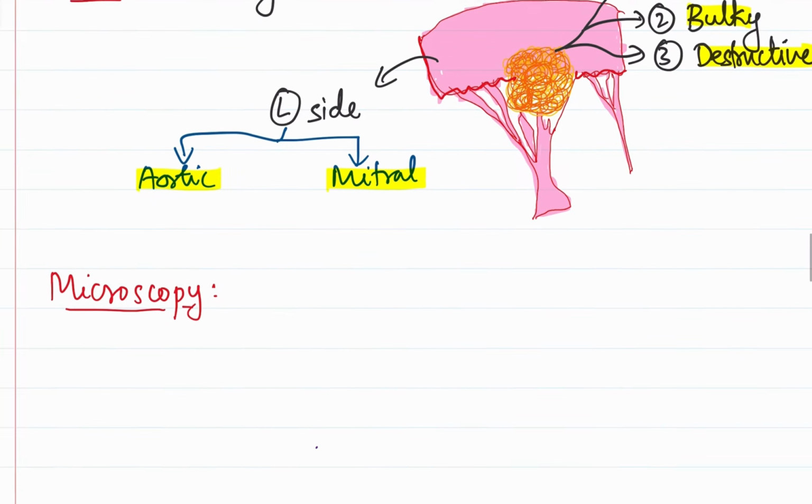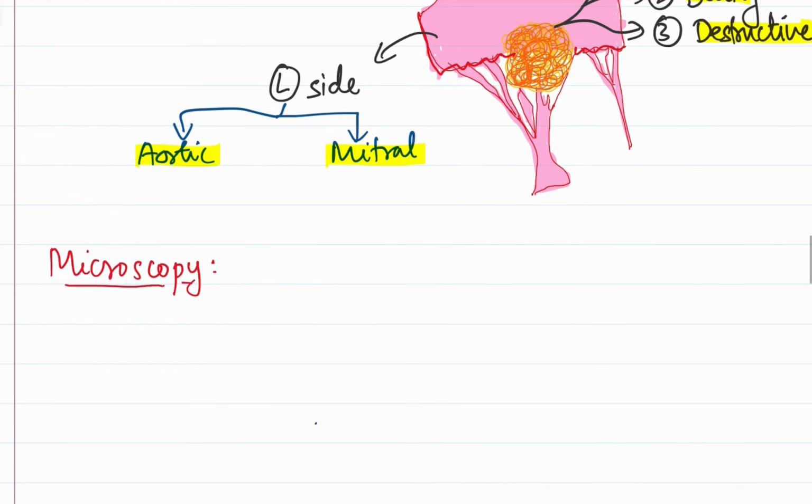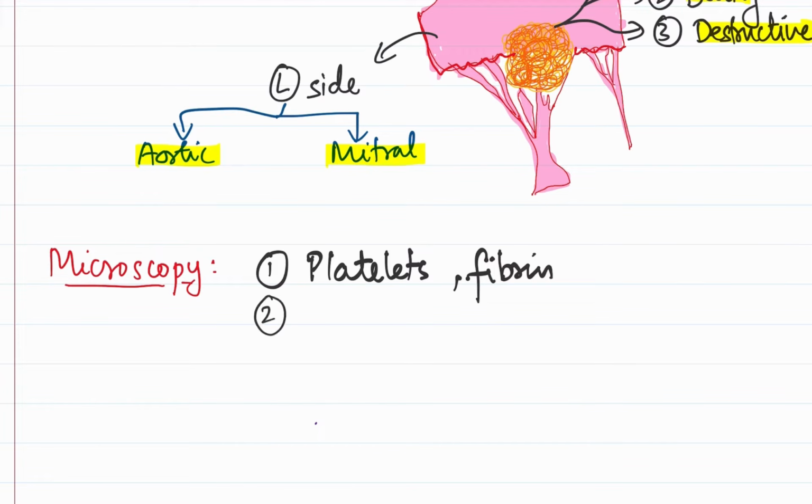Now what are the microscopic features? Well, it's really easy, right? So there will obviously be platelets and fibrin, and there will obviously be inflammation. So there will be inflammatory cells, and then bacterial colonies might be visible.